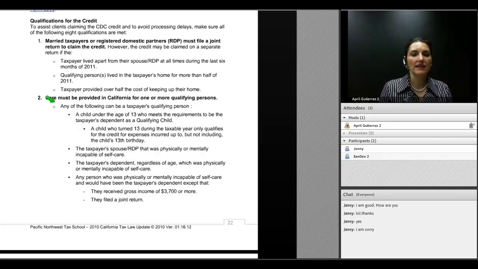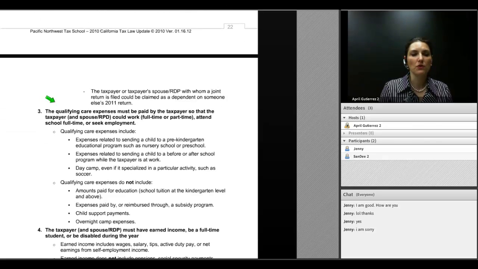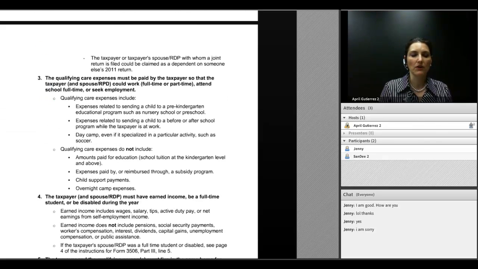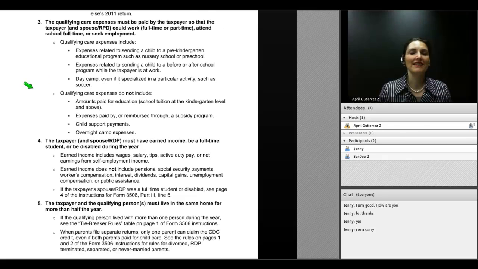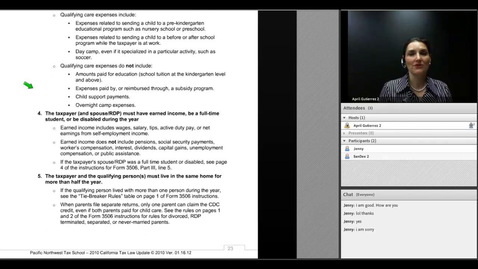Number two, the care must be provided in California for one or more qualifying persons, and it goes on to define what a qualifying person is. Number three, the qualifying child care expenses must be paid by the taxpayer so that the taxpayer and spouse or RDP could work full-time or part-time, attend school full-time, or seek employment. So if the reason you're paying for child care is to go out to the movies for the evening, that's not going to qualify you. The child and dependent care credit is to enable you to go to work and not to enjoy time off from caring for your own children.